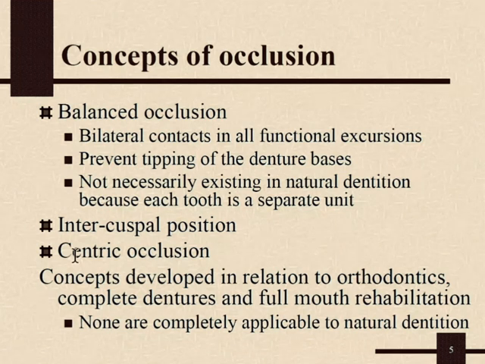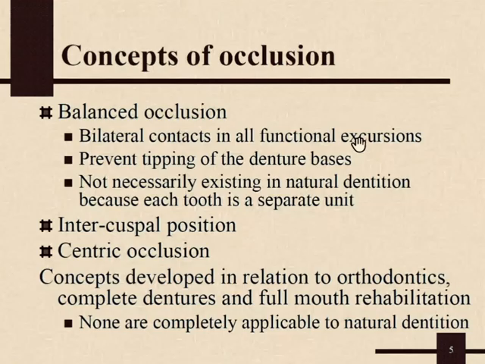Having said that, the concepts of occlusion are ideal, normal, physiological, or functional occlusion. Functional occlusion, for example, means the arrangement of teeth with high efficacy for movement of the mandible. This is functional occlusion because the mandible is the only jaw that moves. So functional occlusion defines the arrangement which will provide high efficacy of movement of the mandible. Okay, let's go back. What is balanced occlusion? It means bilateral contacts in all the functional movements or excursions of the mandible.